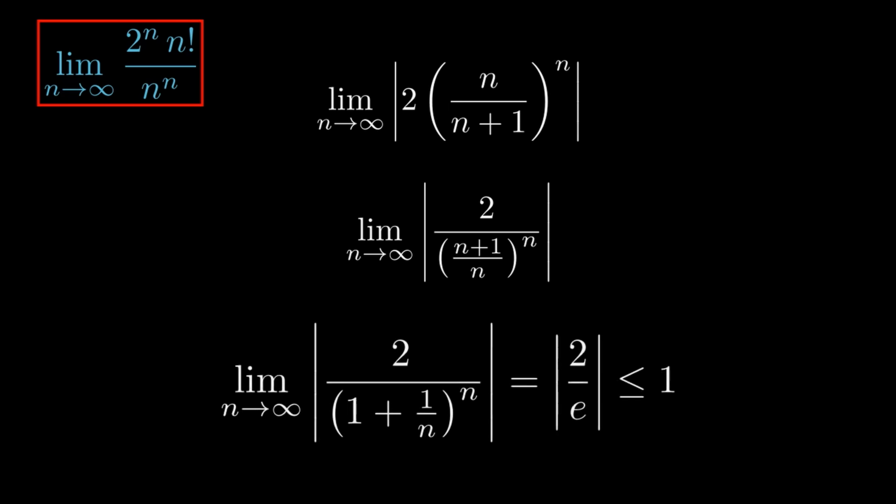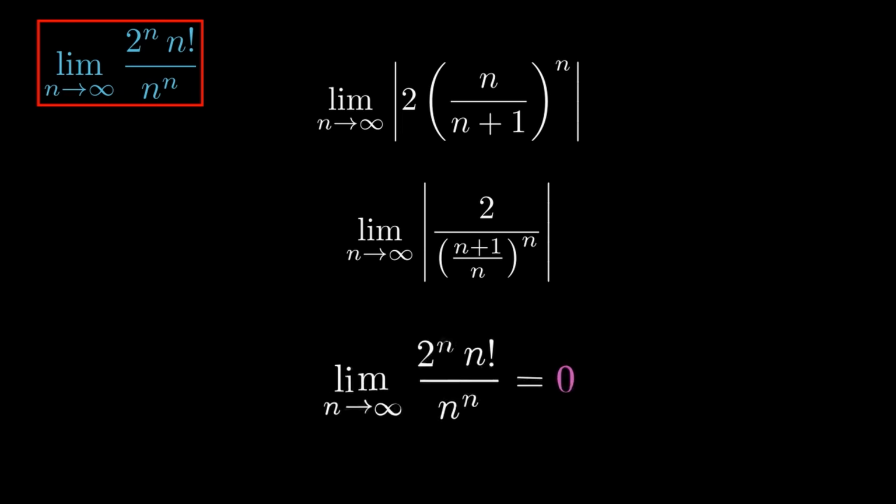And this is really convenient because when we evaluate this limit, we get the absolute value of 2 divided by e. Now, e raised to the first power is approximately 2.7, which is greater than 2, so this ratio is always less than 1. Hence, by the ratio test, we get that the limit as n goes to infinity of 2 raised to n multiplied by n factorial divided by n raised to n is equal to 0.